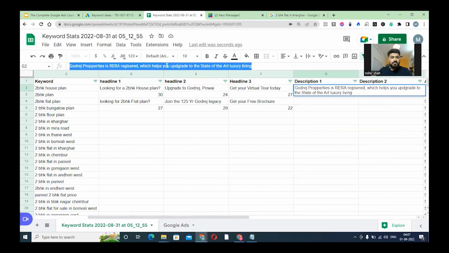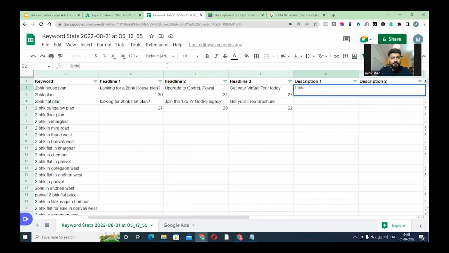So I'm going to change the tone of this a little bit. Upgrade to luxury living. With our, all right, so this is just 67. I did the same thing. I just changed everything. Property in Powai with Godrej.